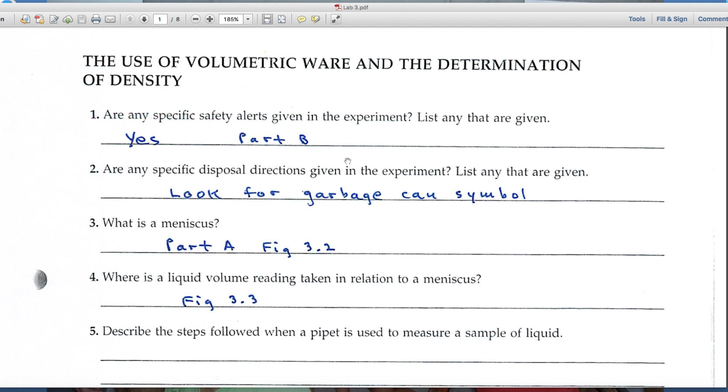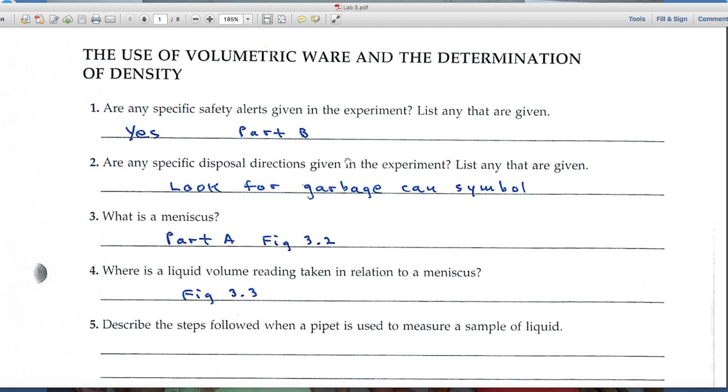Question number 2 is also always the same from one experiment to the next. Are there any specific disposal directions? And what you'll do is look through the experiment for the garbage can symbol, and that will be your clue.